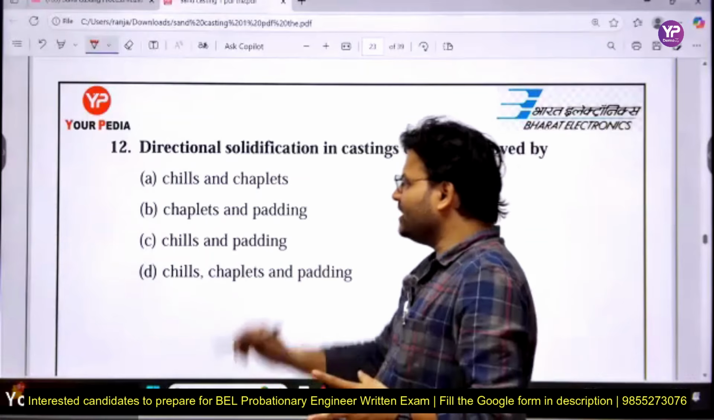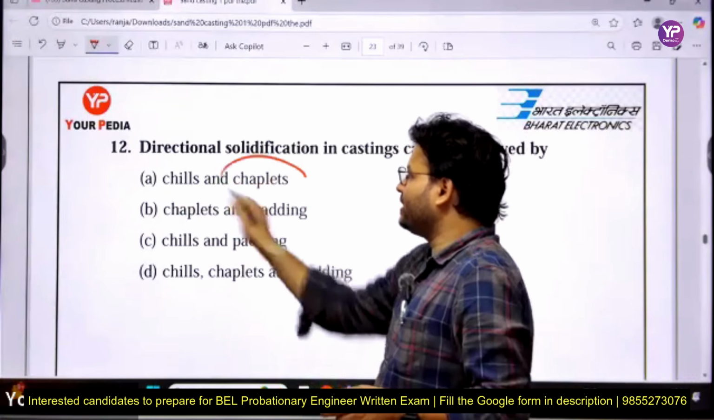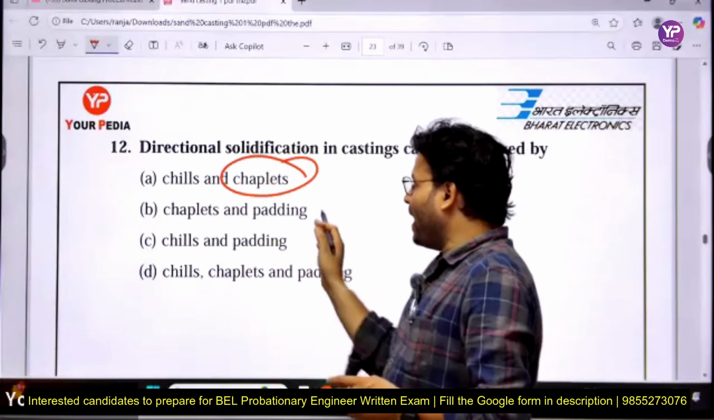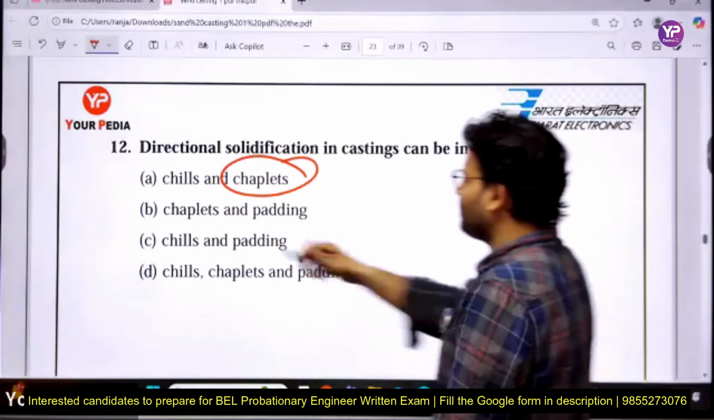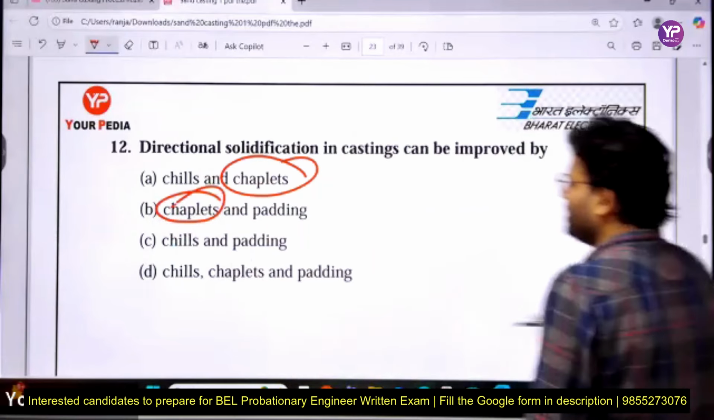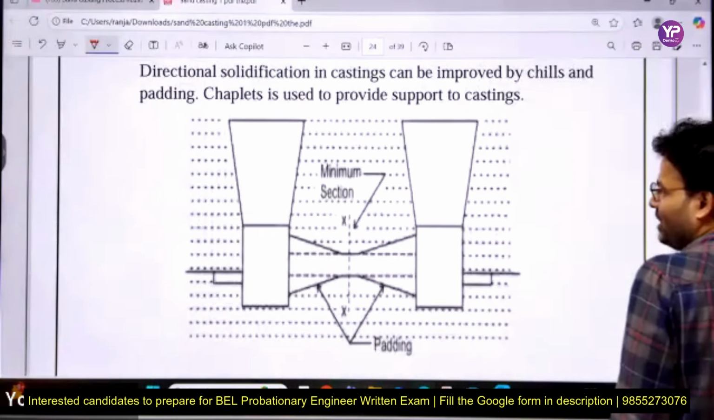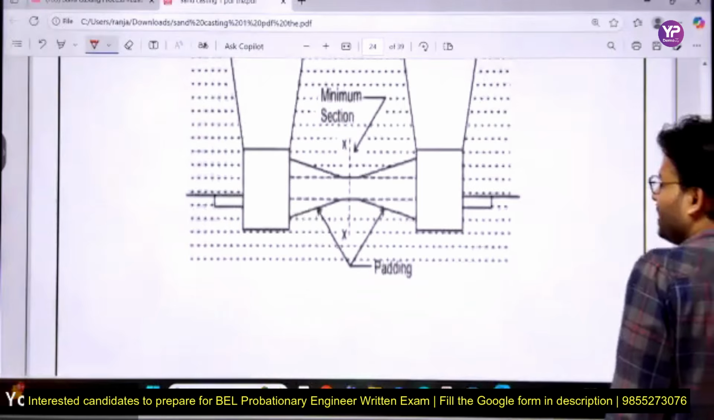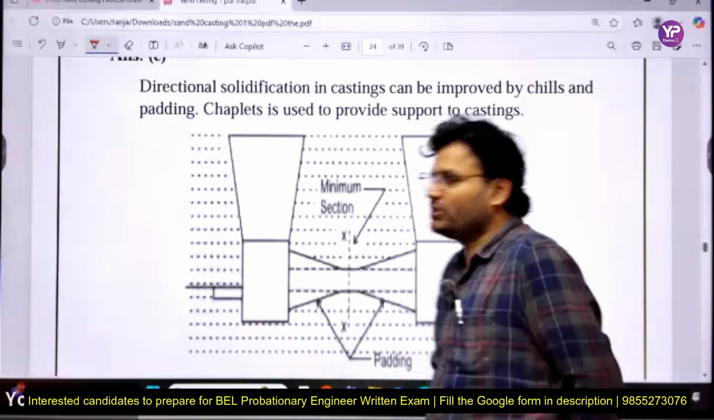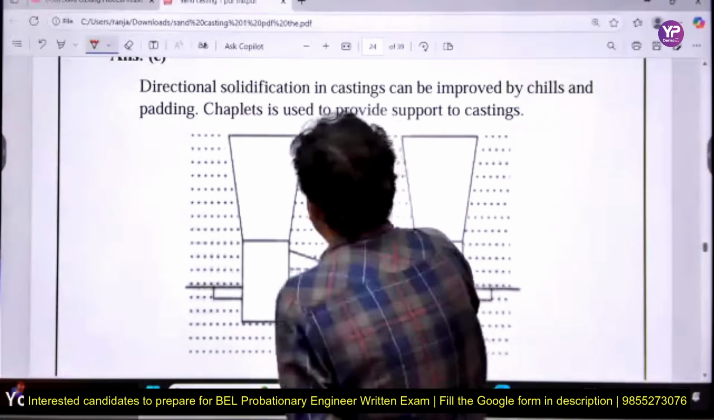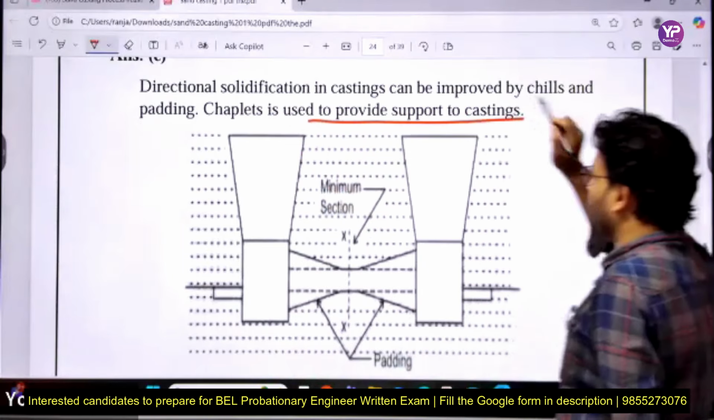See, chills is fine, but chaplet is not. Chaplet is basically used to support cores. I am taking chills and paddings. Chills I am getting, chaplet I am getting, but what is this padding, sir? Yeah, see, my dear friends, I am coming to the paddings. Here we can see this is called paddings. So directional solidification in casting can be improved by chills and padding. Chaplet is used to support the core.